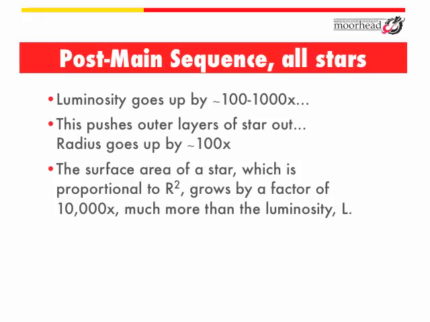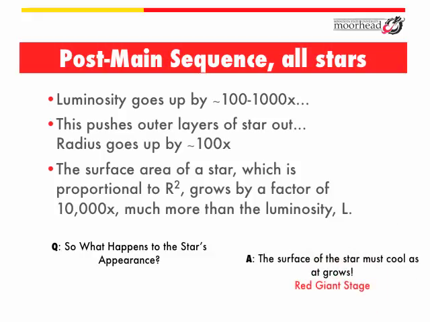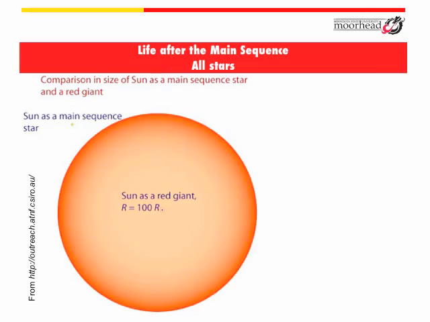Now, the surface area of the star grows by a factor of 100 squared, which is 10,000. That's a lot more than the luminosity goes up by. The only way that can be the case is if the temperature of the star goes down. And so you have two things going on. The star is getting cooler, but it's getting much larger, and the star is becoming a red giant.